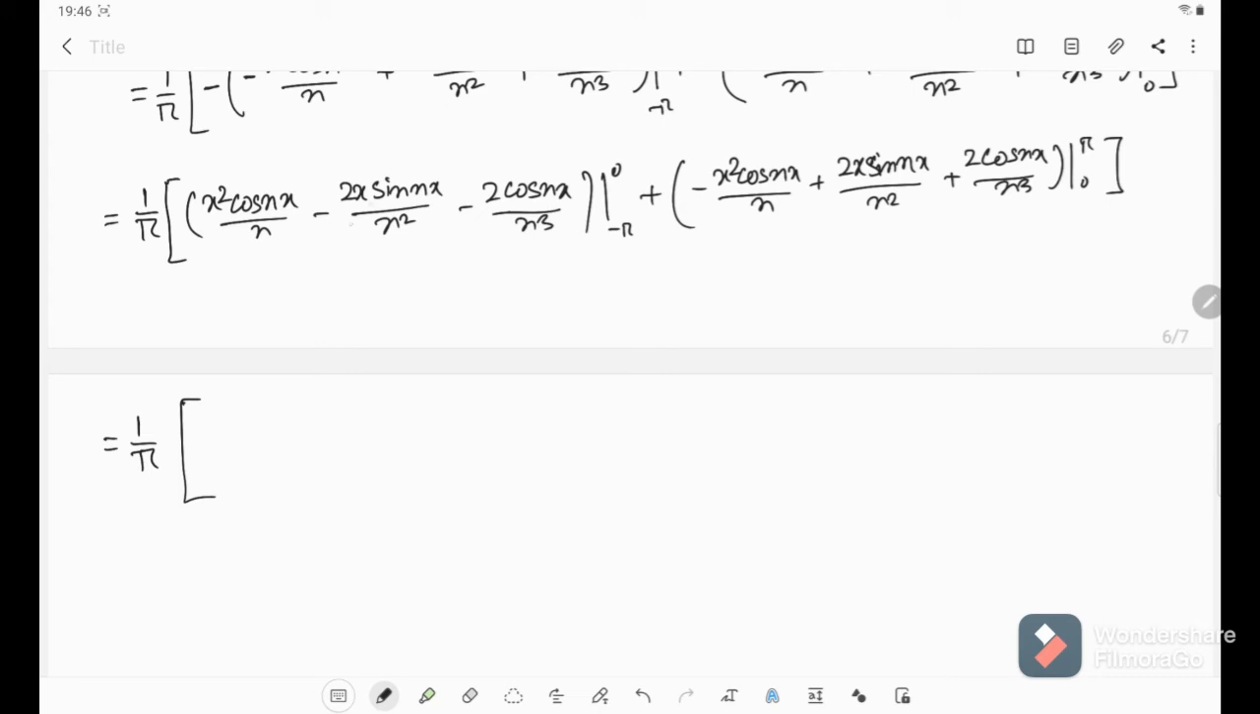For 0 we will only get 2 by n cube from this term, and for minus pi we will have pi square cos n pi by n, sine term will produce 0, and we will have minus, that would produce 2 cos n pi by n cube.